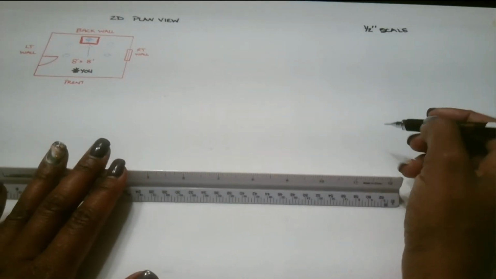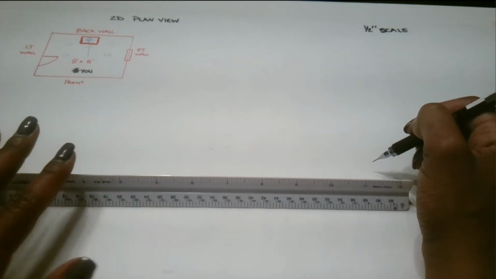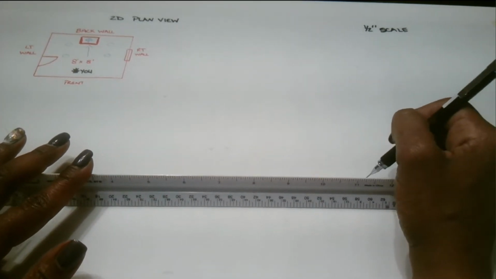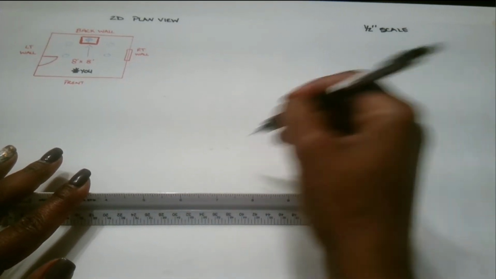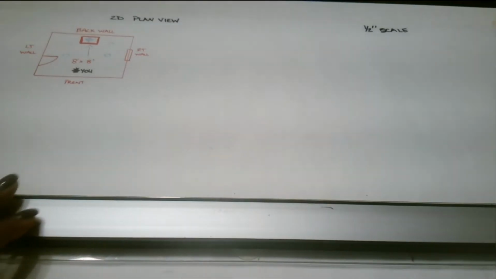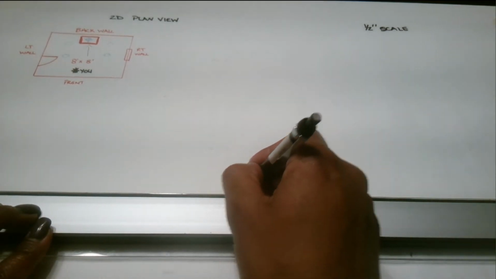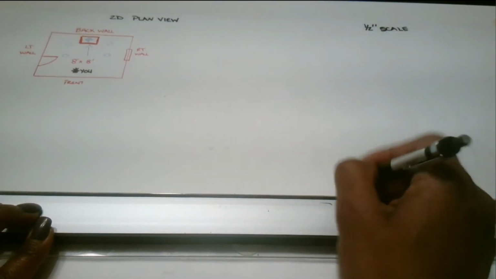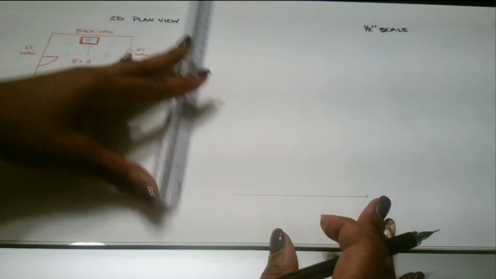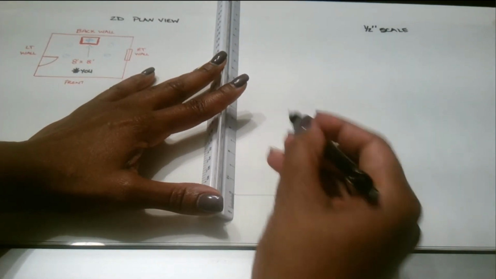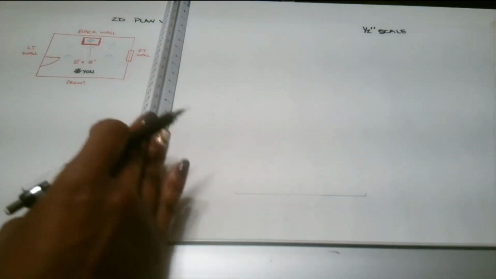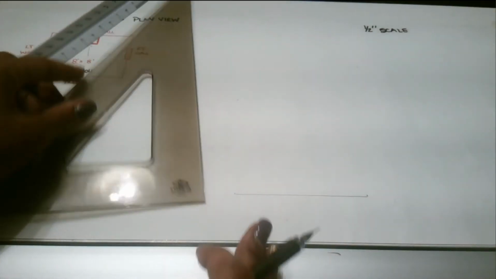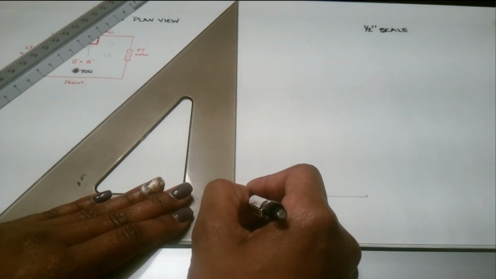So placing my scale down on my page, I'm going to start by picking my point to where I have my 8 feet. And let's draw that first wall in here. So 8 feet in length, 8 feet in height, again using my scale, using all of my drawing tools.